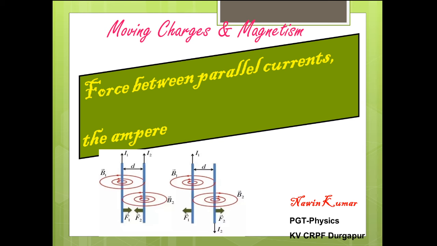In our earlier discussion, we came to know that an external magnetic field exerts a force on a current carrying conductor, and the force is given by the Lorentz force formula. Thus, we can expect that two current carrying conductors placed near each other will exert magnetic force on each other.